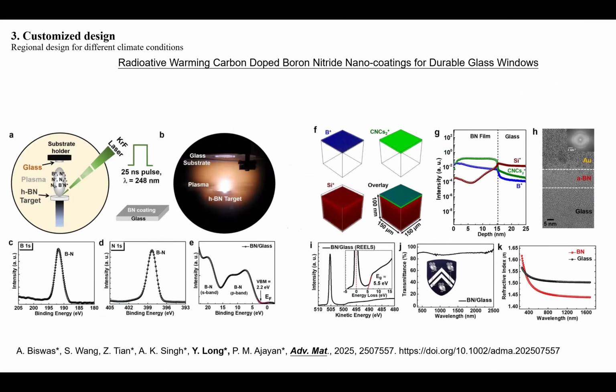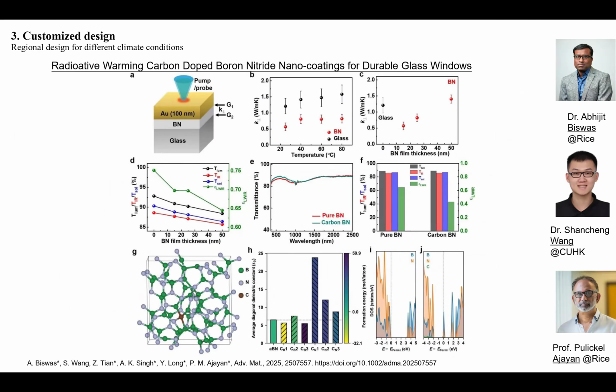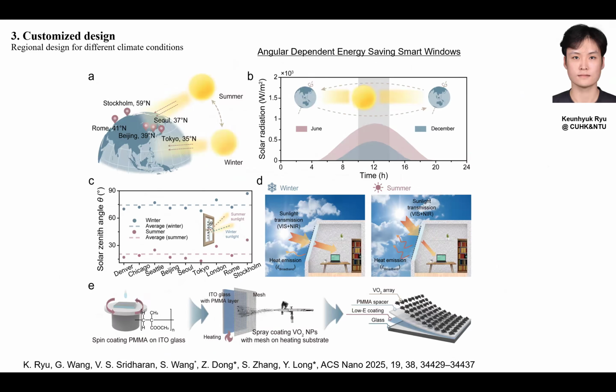And this is another one. This is boron nitride coatings. Boron nitride is a very durable ceramic glass window. By simply doping a little bit of carbon inside the boron nitride, we're going to reduce the emission here. So this is another radiative warming coating, carbon doped boron nitride. Okay, I just skipped the details here.